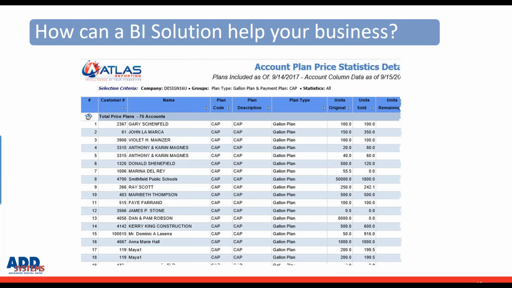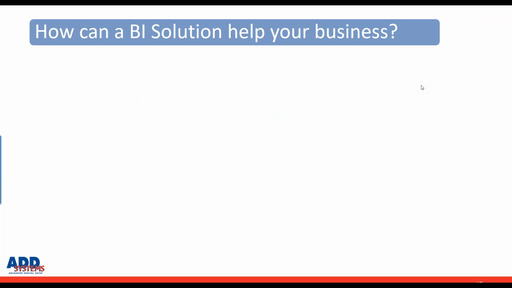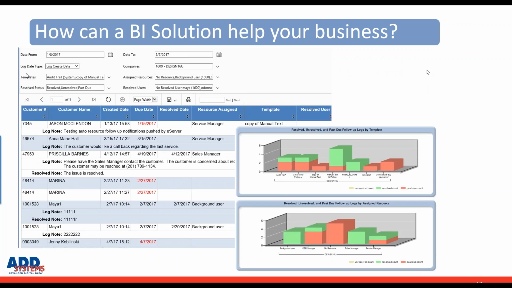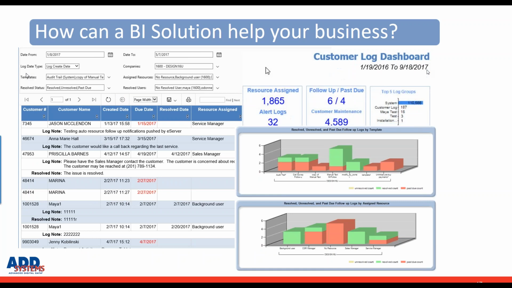We can review the pricing plans and see how effective they were, and see if we need to make any changes. So that's another key area that BI can benefit our businesses. Another area is with CRM. At Ad Systems, our back office system provides some CRM functionality to be able to track customer information.